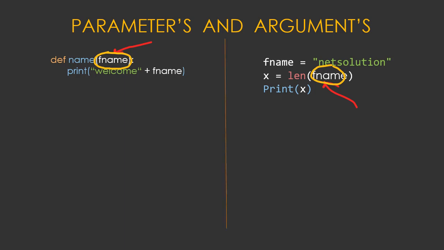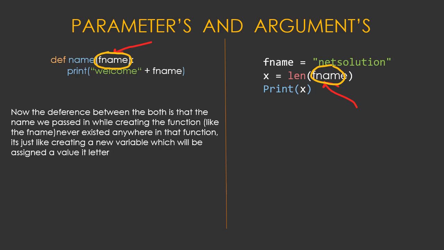Right here, over here in parameter. Now the difference between the both is that the name we pass in while creating the function never existed anywhere in that function. It's just like creating a new variable which will be assigned a value later. So the name we pass in here when we are defining the function, it never existed anywhere. It's just like defining a new variable which you assign a value to later. Okay, let us move over to the argument.